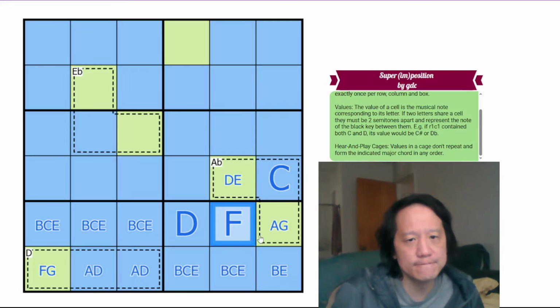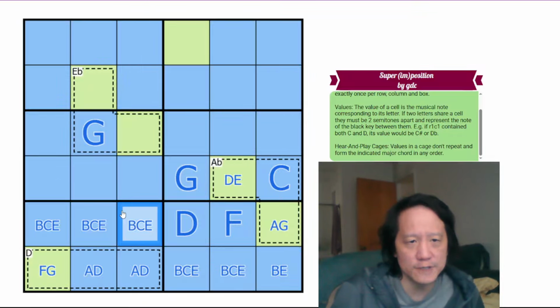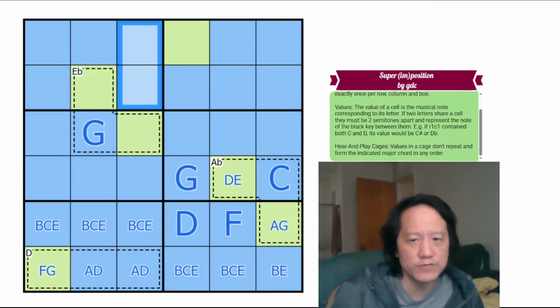Okay. This single cell must be a G, right? Because we have E flat, G, and B flat. So this is G. That means where's G in row 4? Cannot be any of these cells, so it must be here. So this is G. We have G here and G here, so G is one of these two. G has to be one of those two.